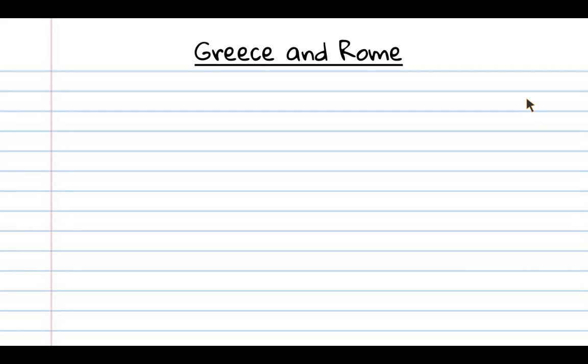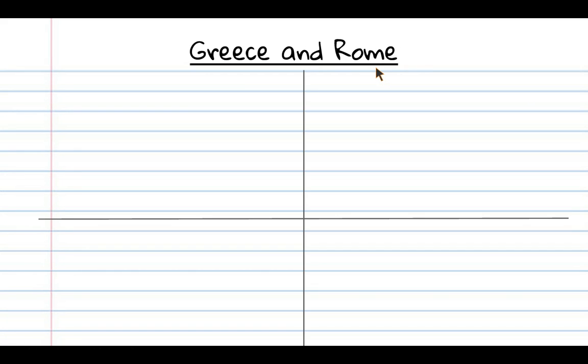So here we go. Let's start with today's essential question. It is, what are the key characteristics of Greek and Roman civilizations? Just pause and write this title at the top of your notebook page, Greece and Rome. Go ahead and draw your lines to divide into your 4 key points.